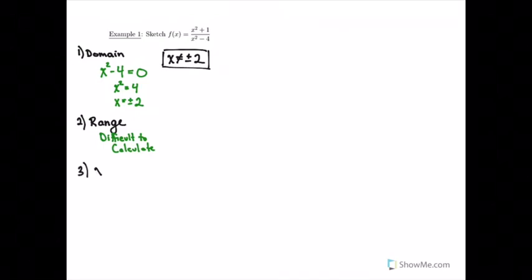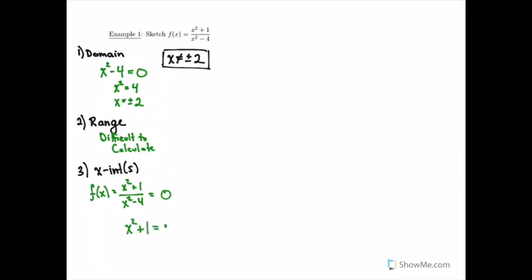Next, let's find the X-Intercepts. So to find the X-Intercepts, we can set the function equal to 0 and solve for x. And note, when we do this with a rational function, the first step is always going to be to multiply by the denominator. So this will just give me x squared plus 1 equals 0. And it is true that for rational functions, if you want to find the X-Intercepts, you can just set the numerator equal to 0.